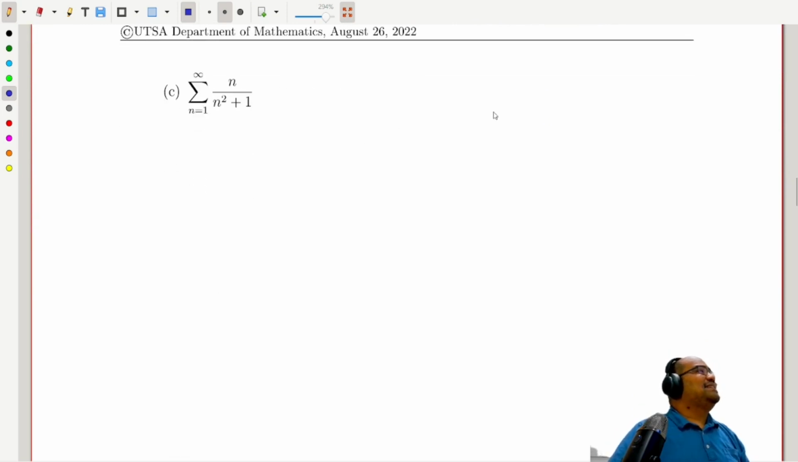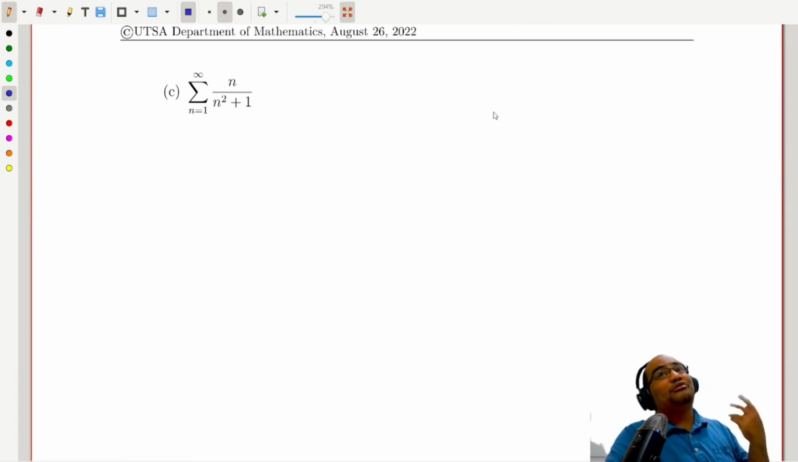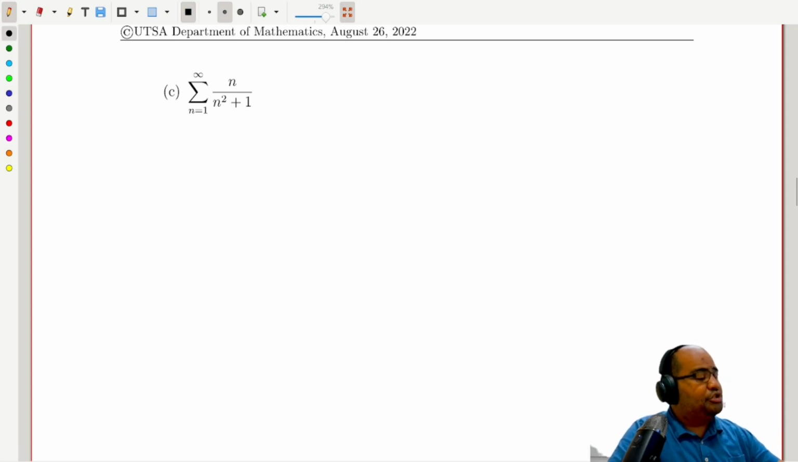Okay, so let's look at C here. n over n squared plus 1. Now, you can probably use a different test for this, maybe the integral test. You have to verify the hypotheses. But I'm just going to go ahead and do this one with limit comparison. I'll challenge you to see if you can find a solution that uses the direct comparison test.